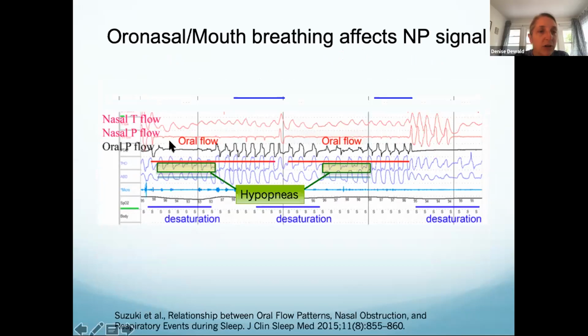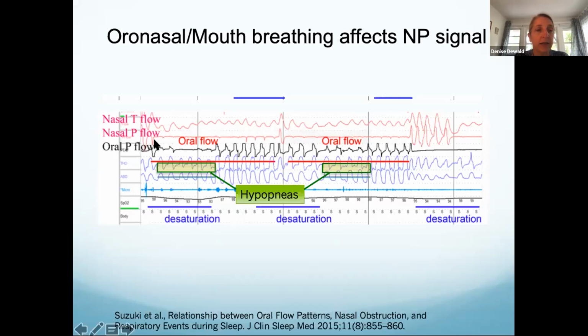So what you're seeing, here's this hypopnea right here. I screwed up my slide, but here's the hypopnea right here. And so then there's rescue oral breathing right here. You can't detect it because they're mouth breathing, so your nasal pressure signal doesn't pick up a signal if you're mouth breathing. And so here's your other hypopnea, right here, and then there's rescue oral breathing after that during this arousal.